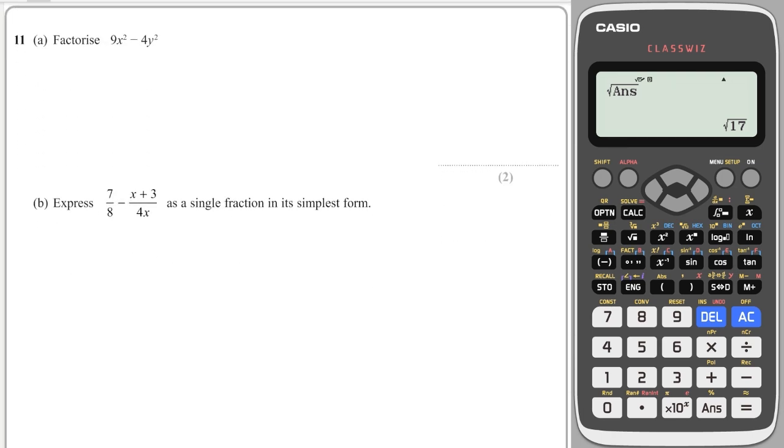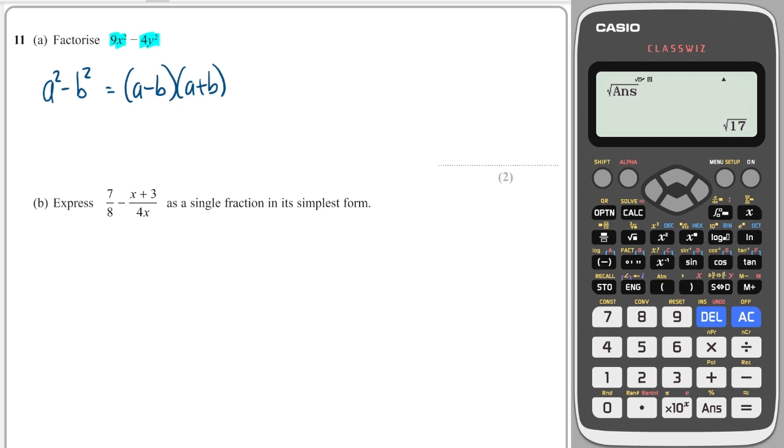Okay, factorise. Now, on first glance, you might say these don't factorise because they don't share any number factors and they don't share any letter factors. The trick here is difference of two squares. Difference of two squares states that a squared minus b squared is equal to a minus b times a plus b. And these two terms are both squares, and they're subtracted, so we can use this method.